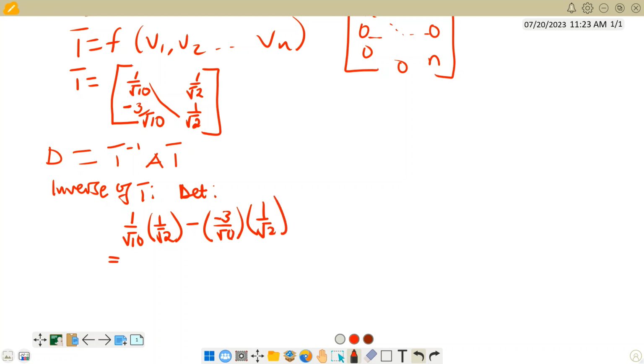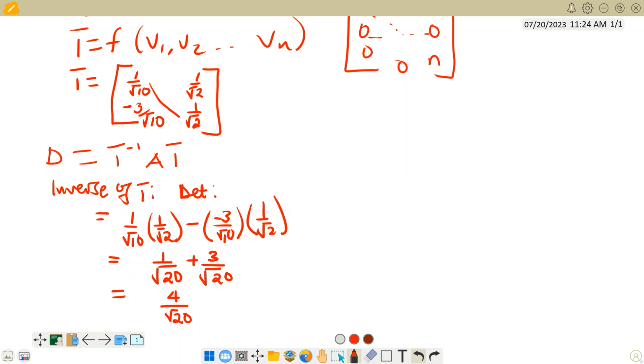Right, so this will be 1 times 1 over square root of 10 multiplied by square root of 2. We can multiply what is inside there, and then we keep the square root. So this will be that, the negative plus 3 times 1, 3, divided by square root of 20. Okay, so this will be 1 plus 3, 4 over square root of 20.